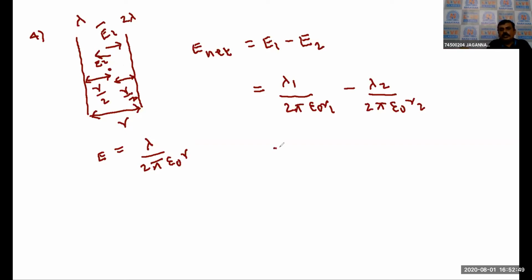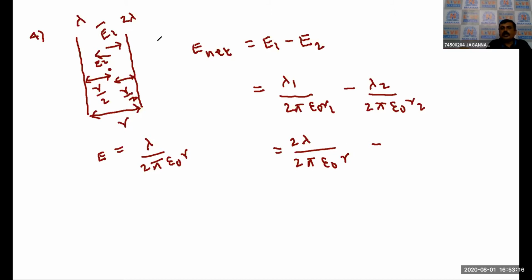Lambda 1 is given as lambda, divided by 2 pi epsilon naught. R1 is the midpoint distance, which is r by 2, and R2 is also r by 2. Substituting r by 2, the 2 goes up: 2 lambda by 2 pi epsilon naught r, minus, here also R2 is there. So lambda 2 is given as how much here?